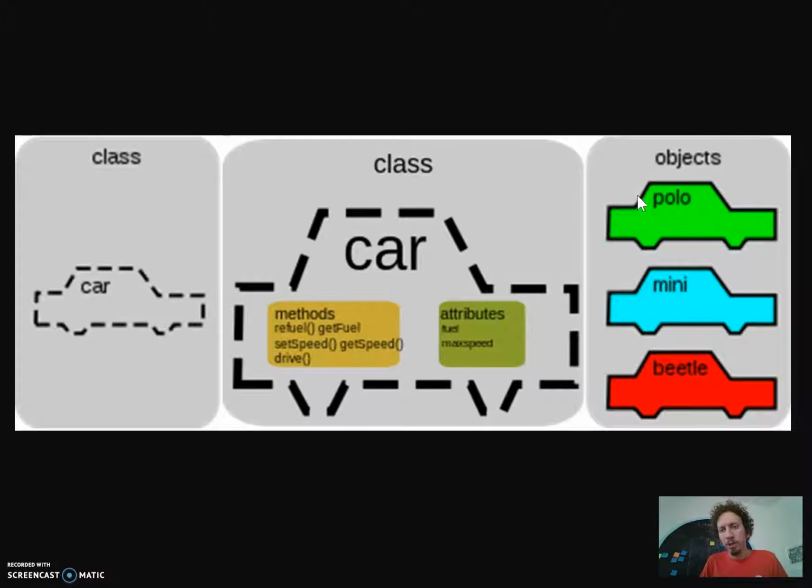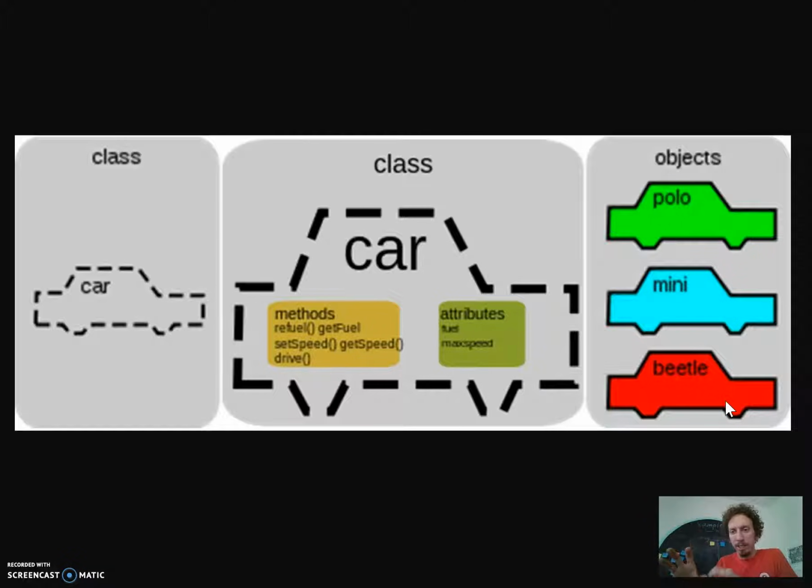Each object is a car. I haven't actually ever heard of a polo car before, but let's assume that's a type of car. Let's say this is a Mini Cooper and this is a VW Beetle. Those are different types of cars, but they're all cut out of the same blueprint, the same cookie cutter here, car. So they have slightly different attributes. Maybe their methods work a little bit differently. Maybe one of them has a bigger fuel tank and one of them can go faster. The attributes of these objects are slightly different.